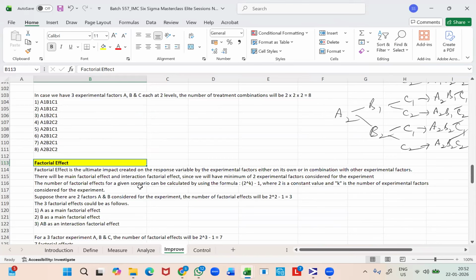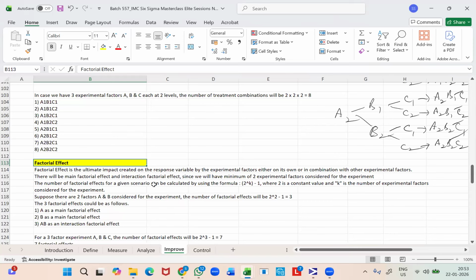So these experimental factors can on their own create that impactful effect on the response variable, or they can combine with other experimental factors and create that impactful interaction effect on the response variable. So now the question is how to determine the number of factorial effects for a particular scenario. We have the formula for that as well.